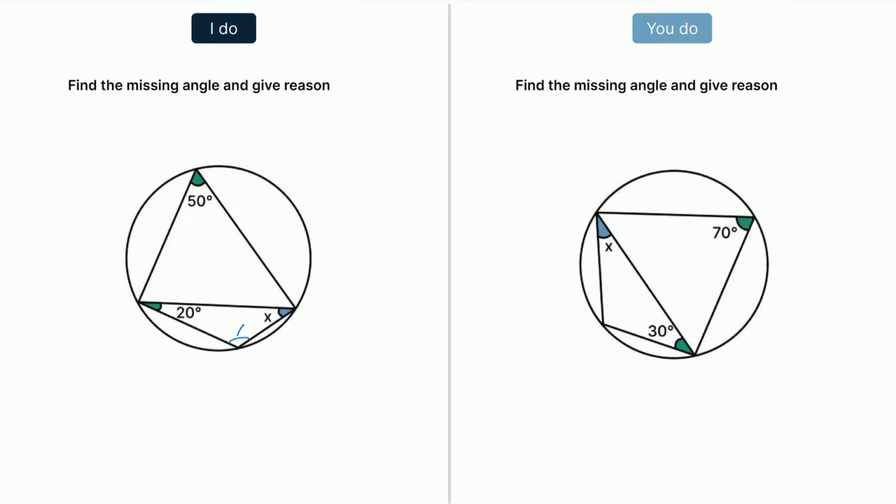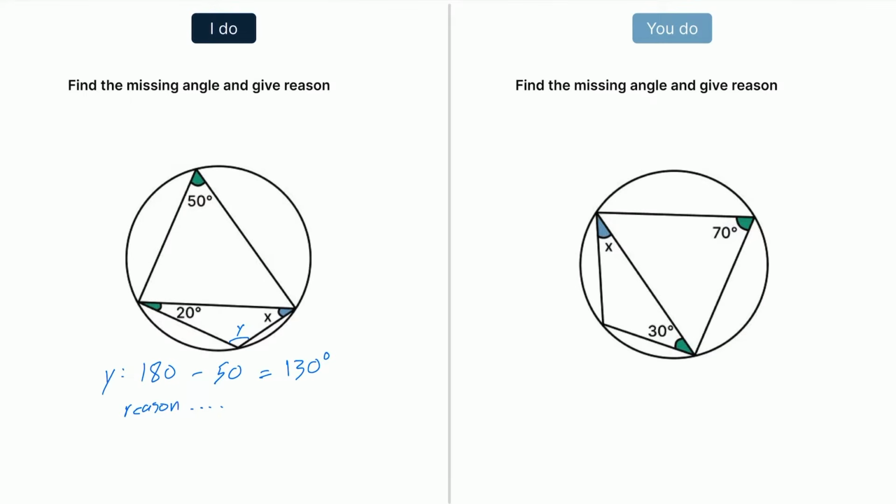So again, we can just call this y, and I'm going to show my working out again. So that's 180 take away 50, so the examiner can see what I've done there. And that gives me 130 degrees. I will also state my reason. Again, I'm not doing it to speed up the video, but my reason is because opposite angles in a cyclical quadrilateral add up to 180.